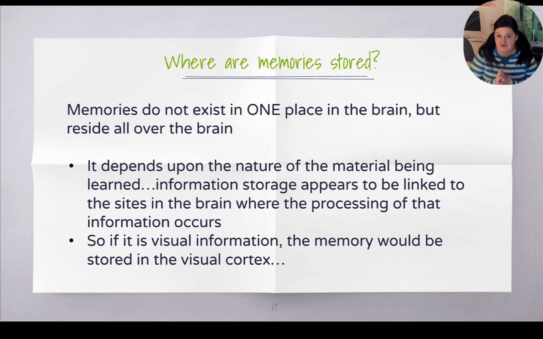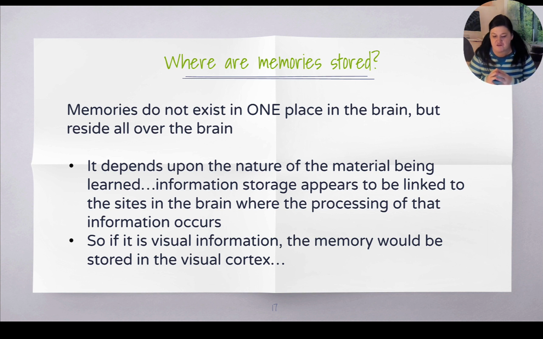So where do we store these memories? The idea is that the memories do not exist in only one place in the brain, but kind of all over the place, right? Different parts for different memories. Different parts of the same memory can also be stored in different parts of the brain, right? So it depends on the nature and the material that is being learned, right?